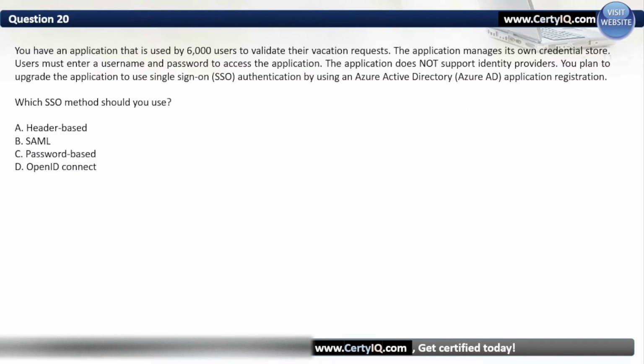Question 20. You have an application that is used by 6,000 users to validate their vacation requests. The application manages its own credential store. Users must enter a username and password to access the application. The application does not support identity providers. You plan to upgrade the application to use single sign-on authentication by using an Azure AD application registration. Which SSO method should you use?